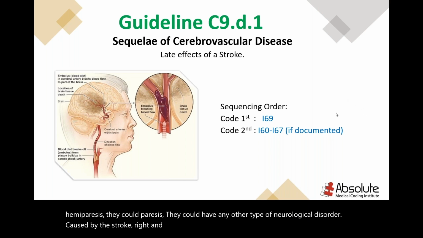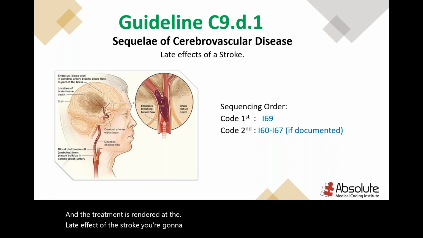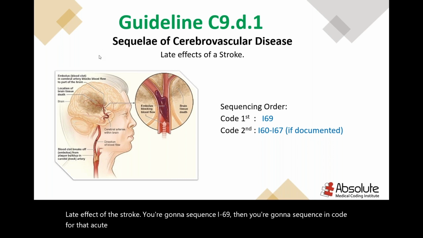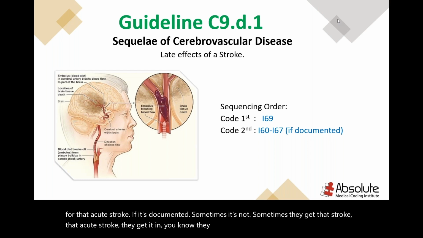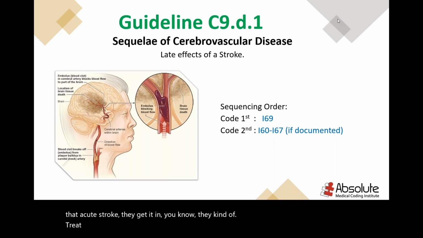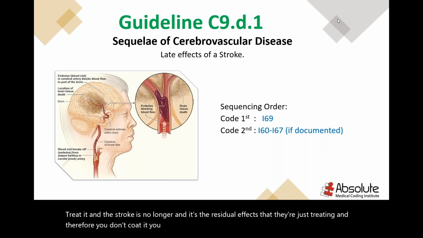And if that happens, you're going to have to sequence first the condition for which treatment is rendered, the late effect of the stroke. You're going to sequence I69, then you're going to sequence and code for that acute stroke if it's documented. Sometimes it's not. Sometimes they get that acute stroke in, they treat it, and the stroke is no longer there, and it's the residual effects that they're just treating, and therefore you don't code it. You only code it if they're both documented.